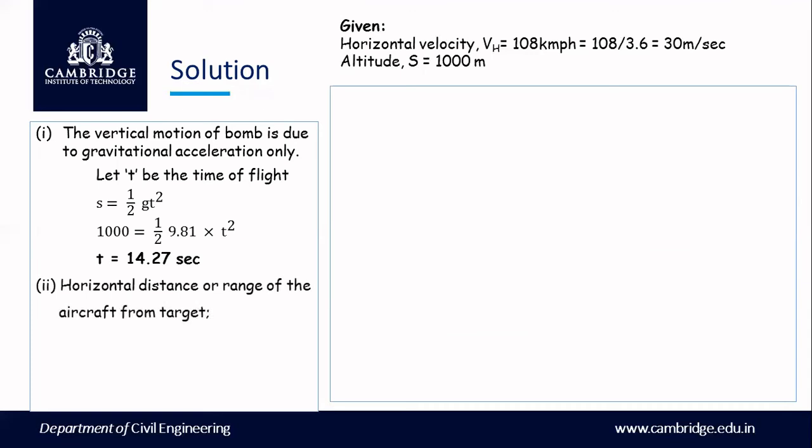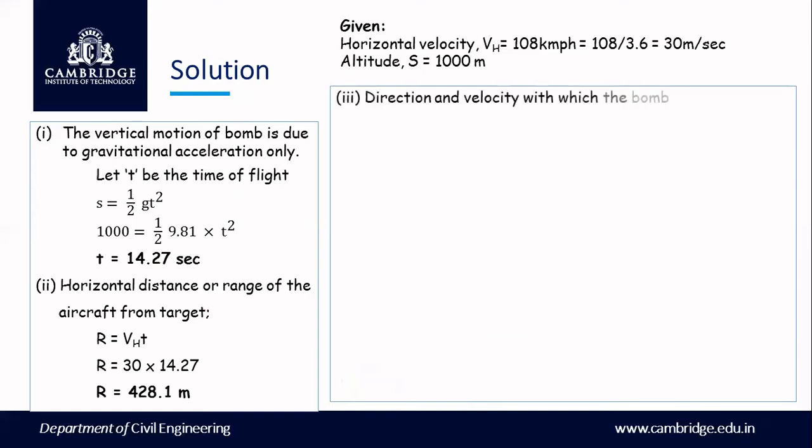Next, the horizontal distance or range of the aircraft from the target. So what is the horizontal distance traveled by that bomb? We have horizontal distance = horizontal velocity × time. We know the time is 14.27 seconds and the horizontal velocity is 30 m/s. Therefore, substitute, you get it as 428.1 meters. So two parts are done.